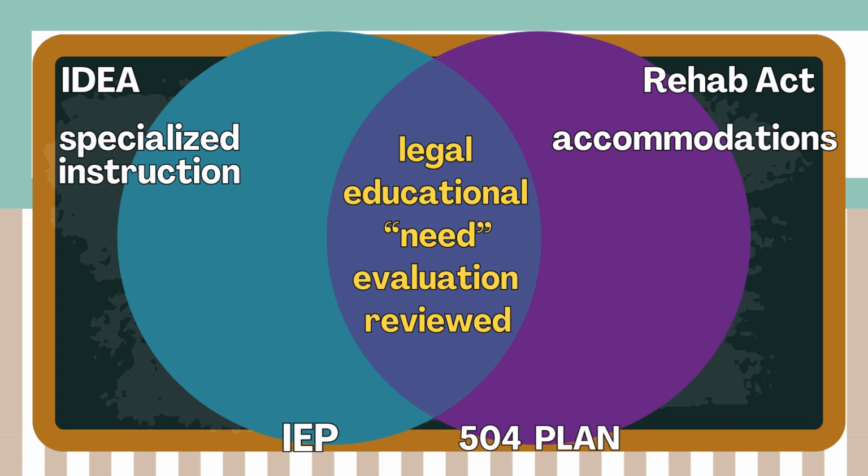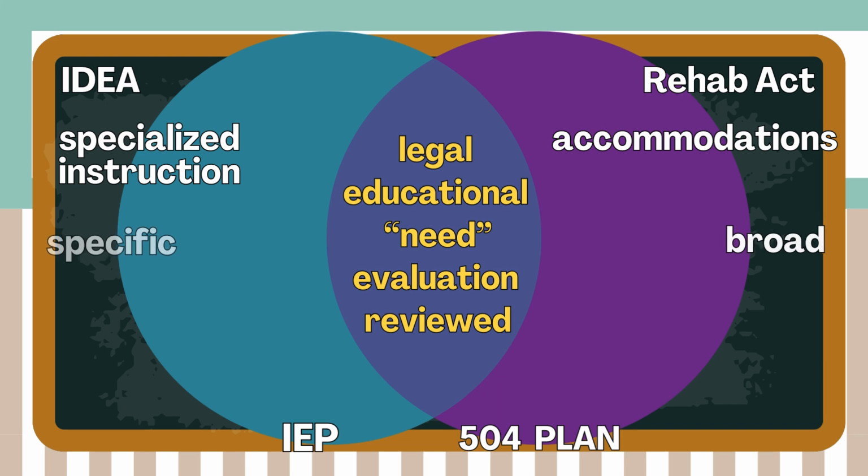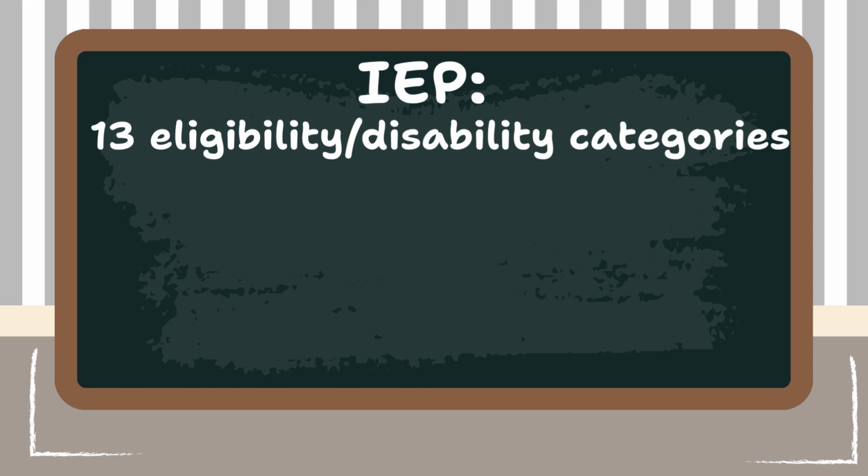Back to our regularly scheduled program, another difference between the IEP and 504 is how a student qualifies for each plan. The IEP has very specific eligibility criteria a student must meet, while the 504 plan has a very broad definition of eligibility. To qualify for an IEP, a student must qualify under at least one of 13 very specific eligibility categories, each with its own inclusionary criteria.